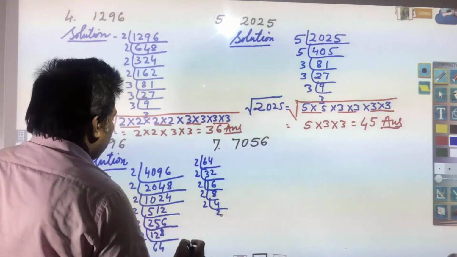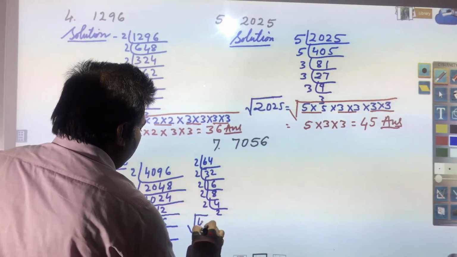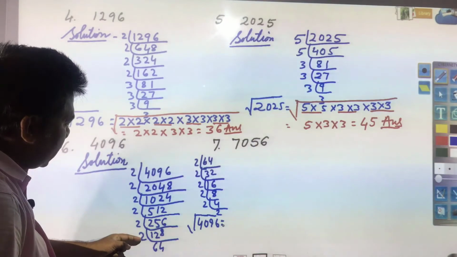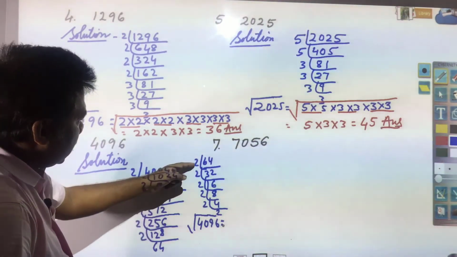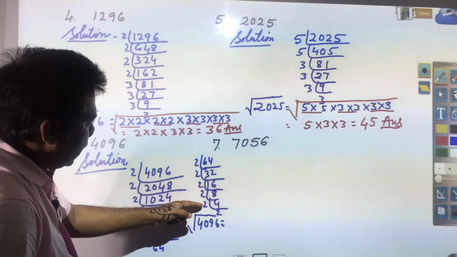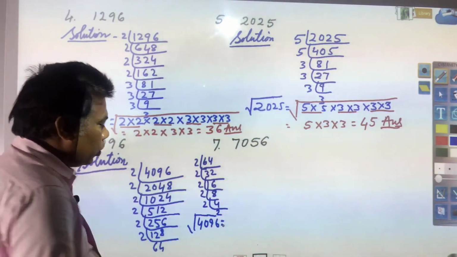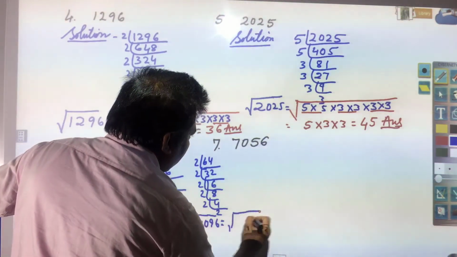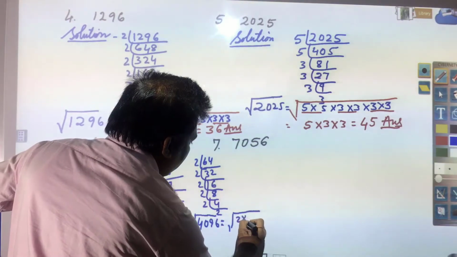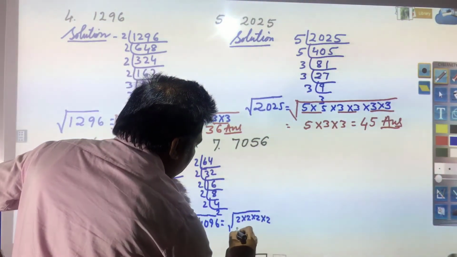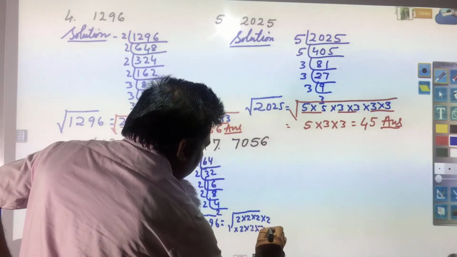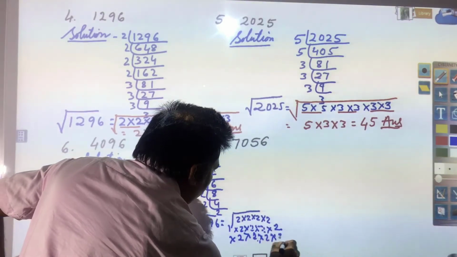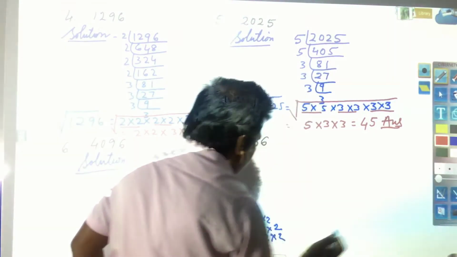So, here you can write square root of 4096, it means 1 2 3 4 5 6 7 8 9 10 11 12, 12 times you have 2. Under root, 12 times 2 you will write: 2 into 2 into 2 into 2 into 2 into 2 into 2 into 2 into 2 into 2 into 2 into 2. Pairs you will have 6.